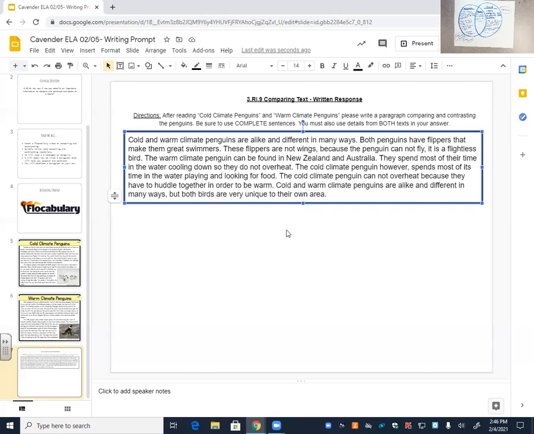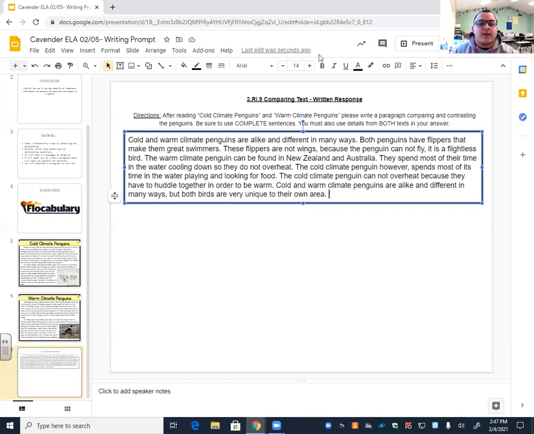Cold and warm climate penguins are alike and different in many ways. Both penguins have flippers that make them great swimmers. These flippers are not wings because the penguin cannot fly. It is a flightless bird. The warm climate penguin can be found in New Zealand and Australia. They spend most of their time in water cooling down so they do not overheat. The cold climate penguin, however, spends most of its time in the water playing and looking for food. The cold climate penguin cannot overheat because they have to huddle together in order to be warm. Cold and warm climate penguins are alike and different in many ways, but both birds are very unique to their own area. All right. That looks like a fantastic paragraph to me.